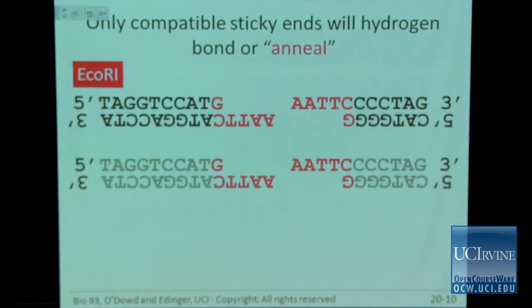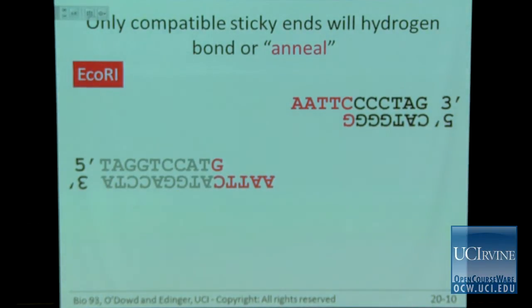Now, having these sticky ends allows you to put pieces of DNA together that have the same sticky ends. So if I cut the black piece of DNA with EcoR1, and I cut the gray piece of DNA with EcoR1, I can use molecular biology techniques to get rid of those two, and then I can try and put these two together. I can try and get them to anneal. So in this context, the term anneal refers to two pieces of complementary DNA forming hydrogen bonds.